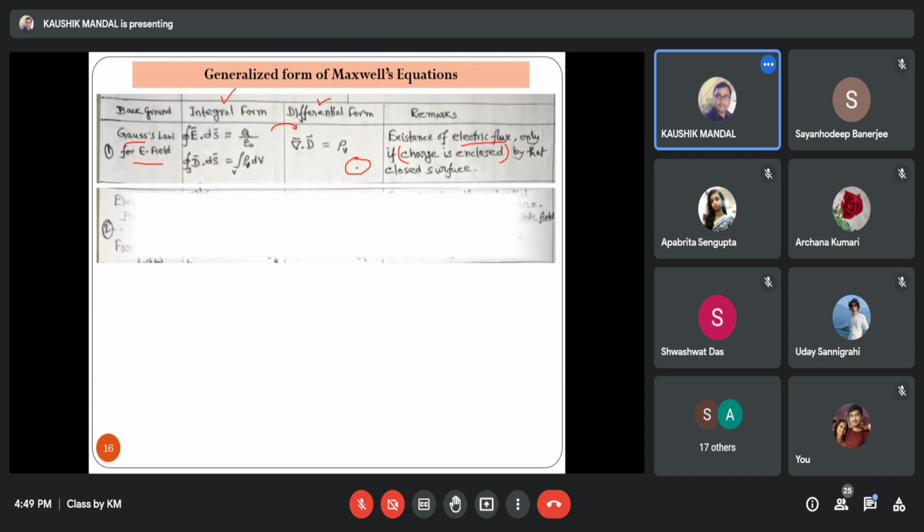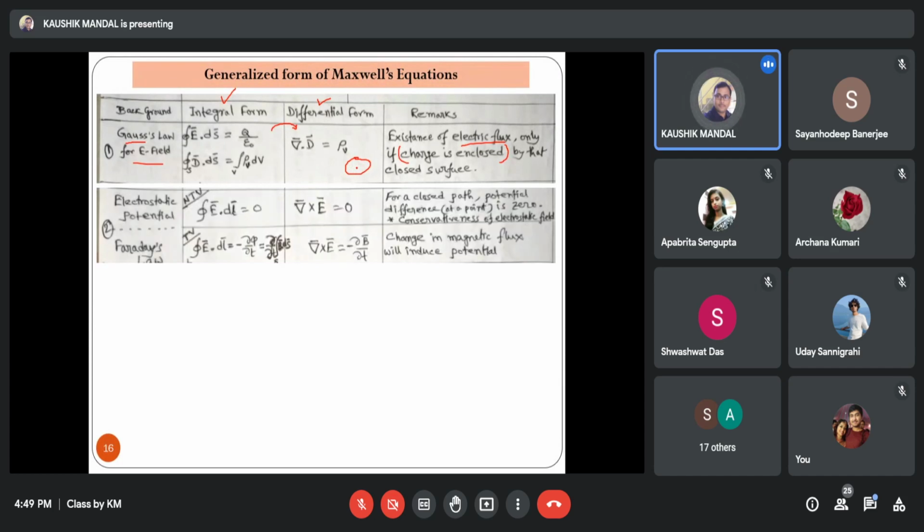Now the second one we derived from the point of view of electrostatic potential. For the non-time varying field, NTV representing the non-time varying field, we found that E dot dl equal to 0. That is nothing but curl E equal to 0. E dot dl equal to 0 means that for a closed path the potential difference will be 0, and curl E equal to 0 means the conservativeness of the electrostatic field.